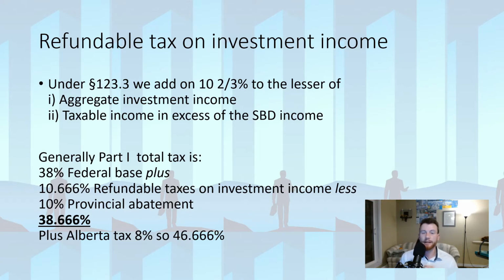The way I like to look at it is investment income is taxed in the following way: 38%, then you add on that refundable tax that's levied of 10.666%, and you reduce it by 10%, providing the provincial abatement. So federally, the investment income is taxed at 38.666%. And if you're in Alberta, you add on another 8%, so that results in 46.666%, which is what we had in our prior example as well.